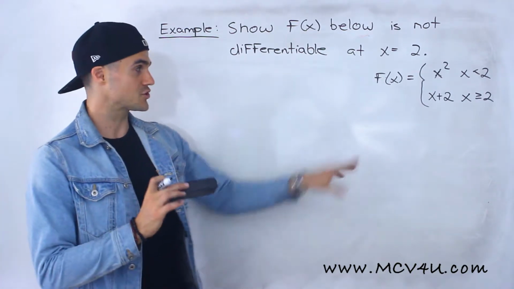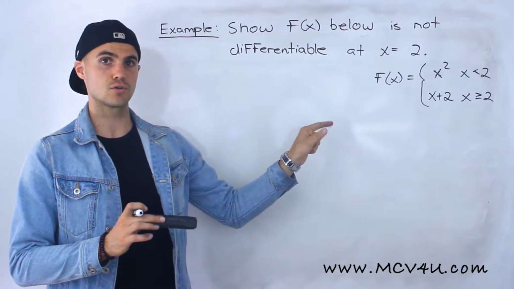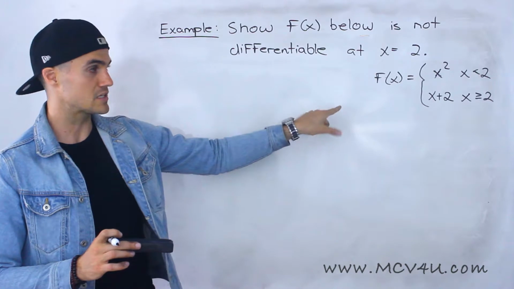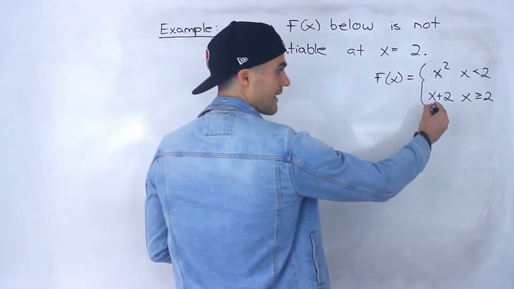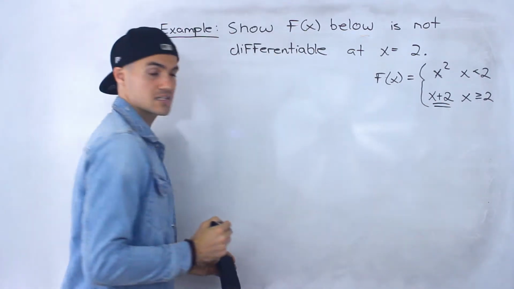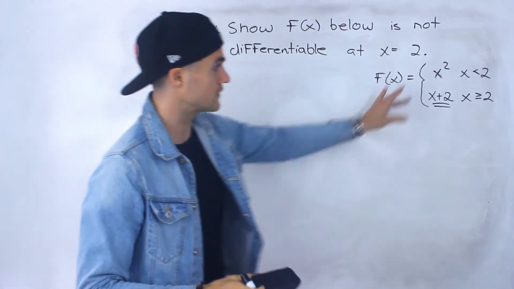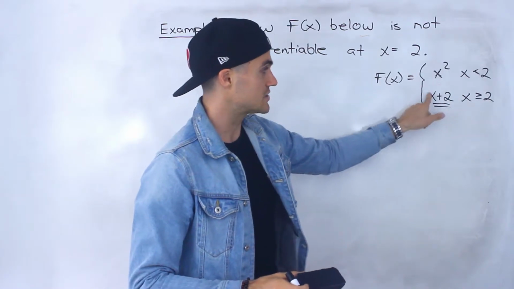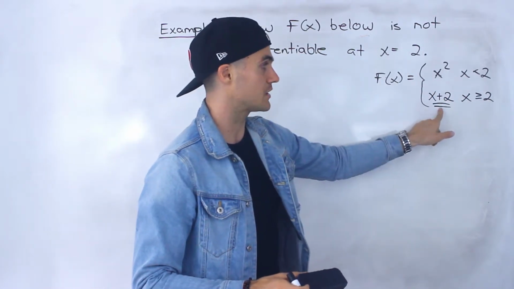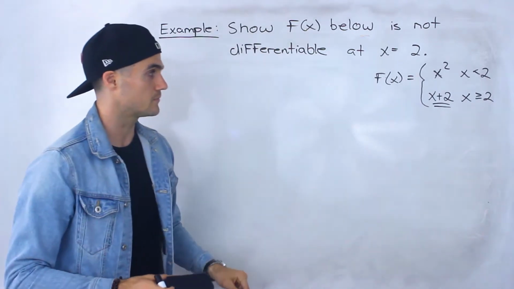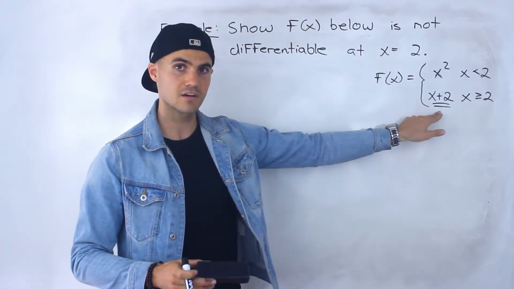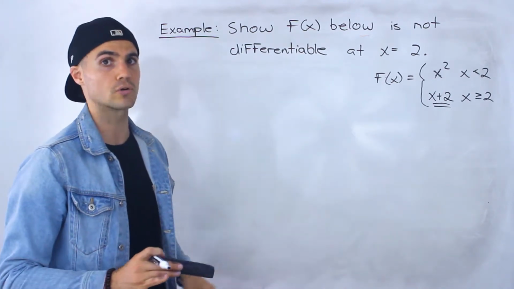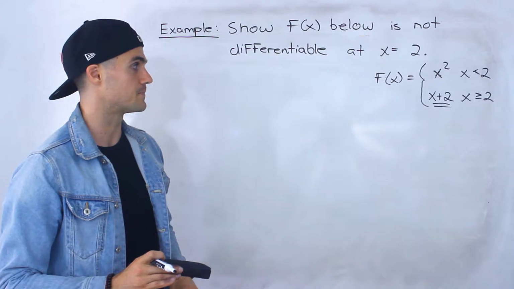Now notice that this function is very similar to the previous function that we did. The only difference between this one and the previous one is that instead of having x here, we now have x plus 2. That's the only difference. This function is still the same for x values less than 2. It's x squared. It's just that now, instead of being x, it's x plus 2 when x is greater than or equal to 2. And just this little difference is going to make this entire function totally different, as you'll see.